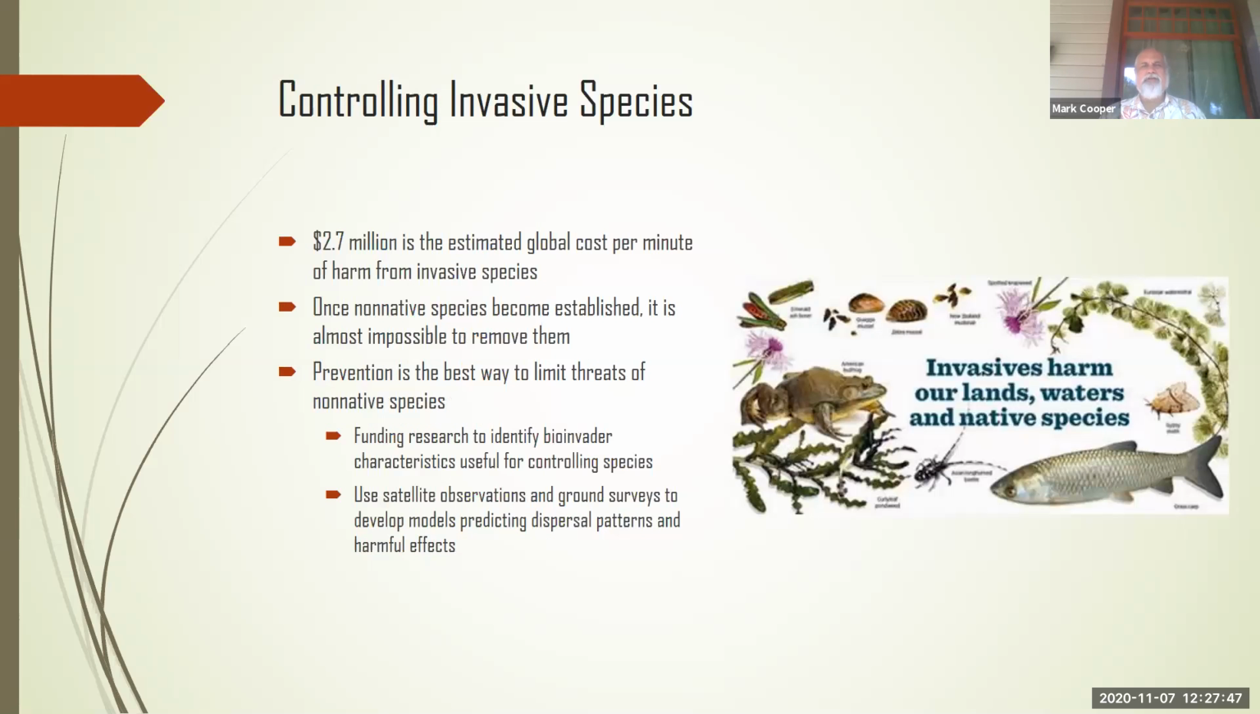So controlling invasive species, what can we do? We spend tons of money trying to, $2.7 million. Once they're established, they're almost impossible to remove. We know that in the wildlife sanctuary right now, we have bullfrogs, which, for our purposes, it's kind of nice to see wildlife. But a lot of that stuff is invasive.